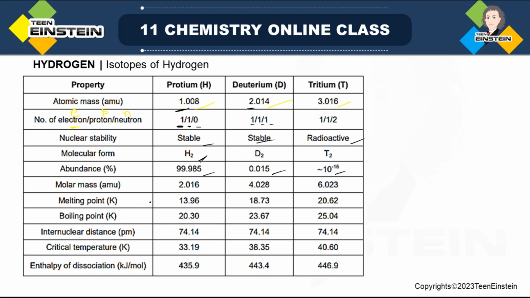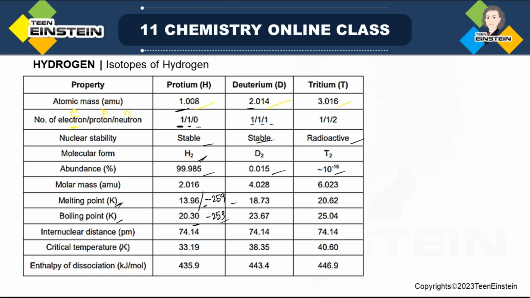Then melting point and boiling point, look at the values, they are so low. In Kelvin it is 13.96, so very low. If you convert it to degree centigrade, basically it will be minus 259. And if you convert the boiling point of hydrogen, it is minus 252. This is around minus 253. So these are so low, negative values.